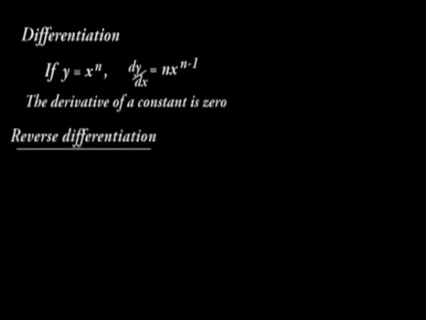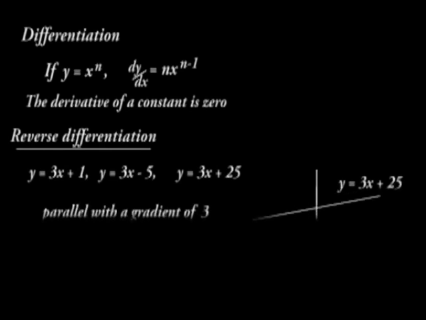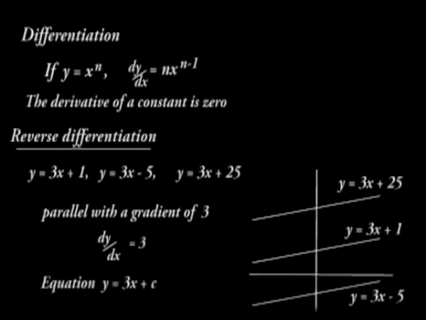Reverse differentiation. Consider the lines below. y is 3x plus 1. y is 3x minus 5. y is 3x plus 25. The three lines are parallel with a gradient of 3. That is, dy over dx is equal to 3. Any of these lines has an equation of y is equal to 3x plus c, where c is a constant.